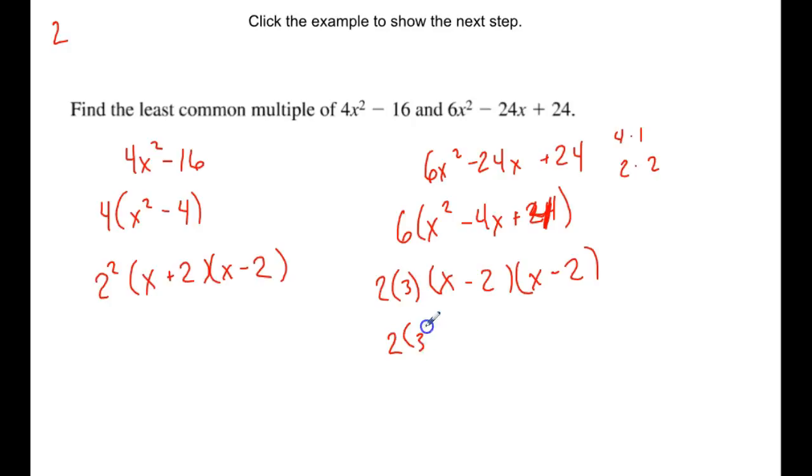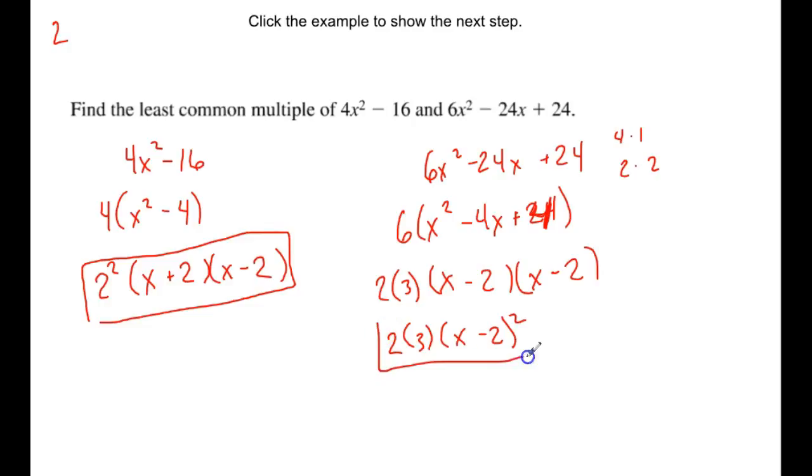So my 2 stays there and my 3 stays there, but this can also be written as x minus 2 squared. So here are the things that I'm really going to be looking at now to find my least common multiple. On page 385, it explains what our least common multiple is. Our least common multiple is the product, so I'm multiplying, of the highest power of each factor that appears in either polynomial. So I want to find factors that are the same in both polynomials and take the one that has the highest power.